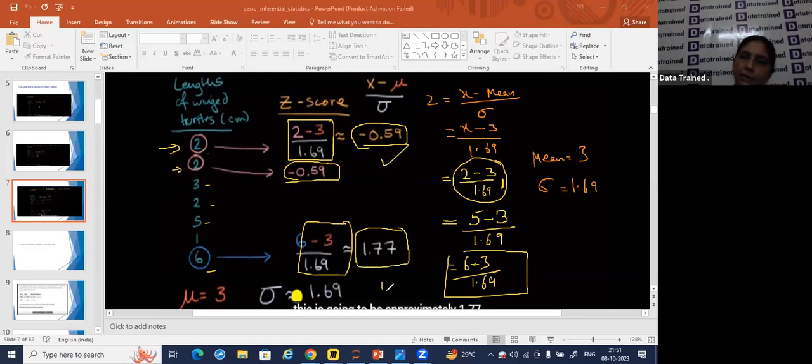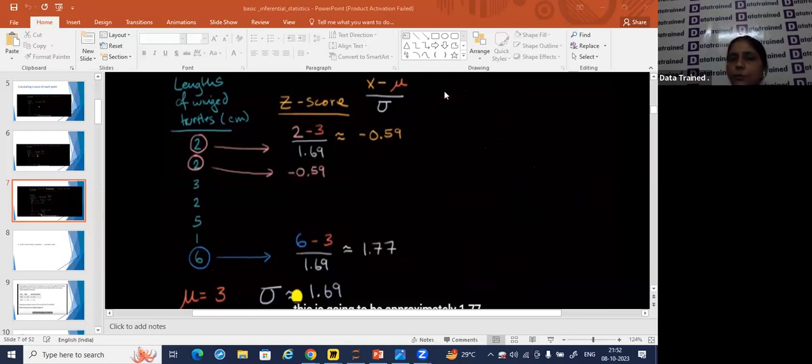Now, what to understand with these values? Though they are calculated using the z-score formula, how can I interpret the result? What is actually happening? Z-score is calculated to understand how many standard deviations a data point is above the mean or below the mean.